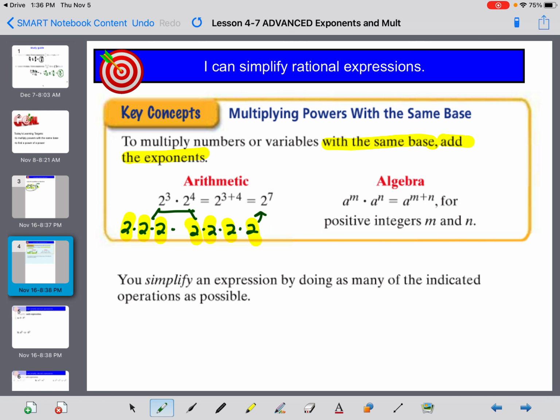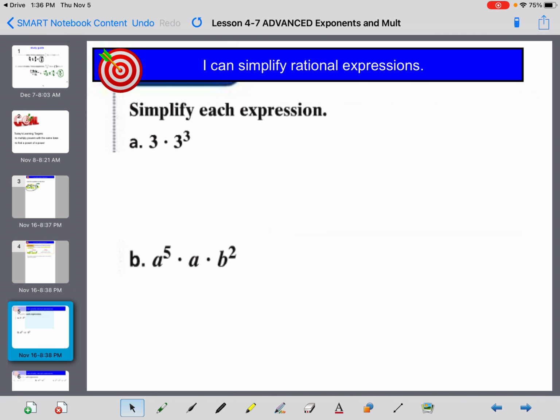You simplify an expression by doing as many of the indicated operations as possible. When you are done, then that is the simplified form. So in this case, simplify the expression. Let's recall, what is the exponent if it is not written? Hopefully you recall that 3 is the same as 3 to the first power.